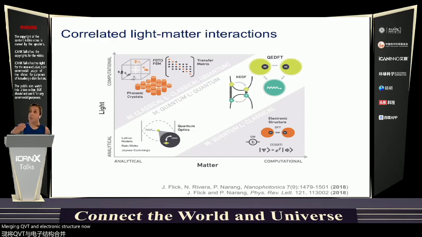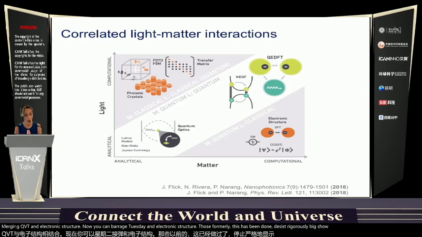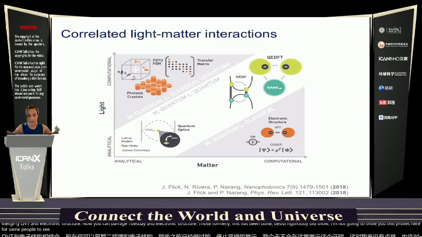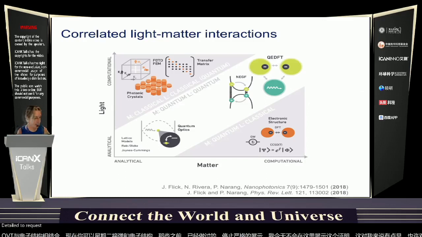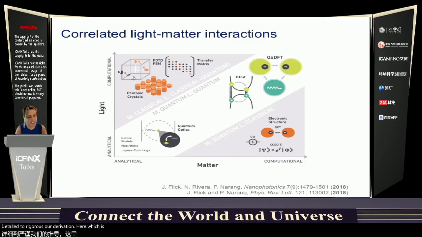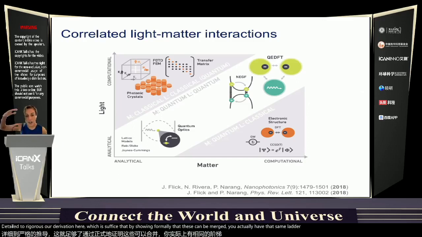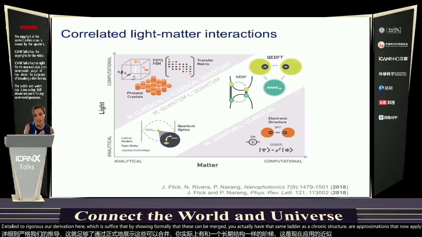Now, you can merge QED and electronic structure formally. This has been done. This has rigorously been shown. I'm not going to show you those proofs here today. It's a little too early for me and perhaps a little too late for some people to see a very detailed, rigorous derivation here. But it should suffice that by showing formally that these can be merged, you actually have that same ladder of electronic structure approximations that now apply to this combined QED plus electronic structure case.